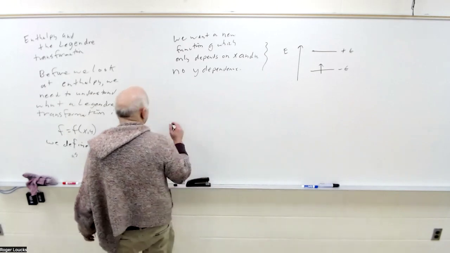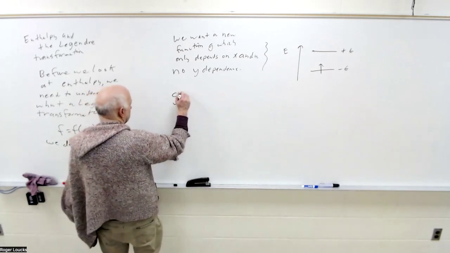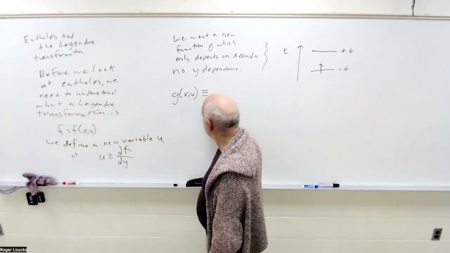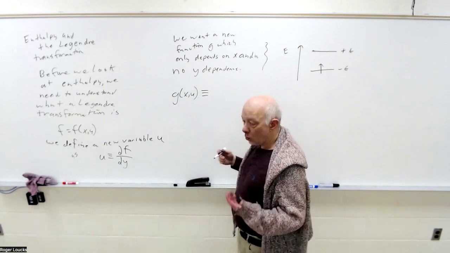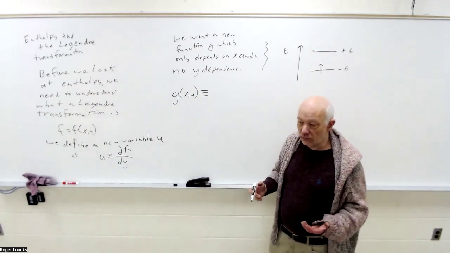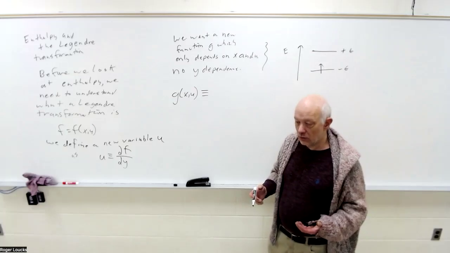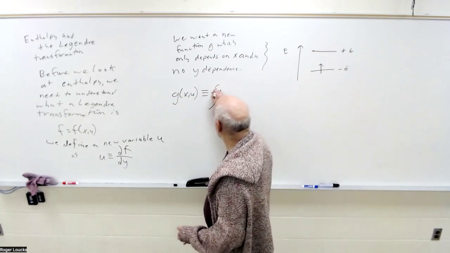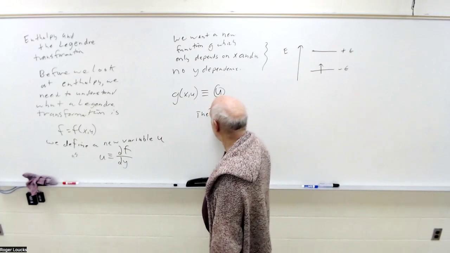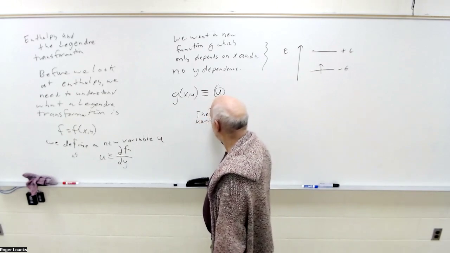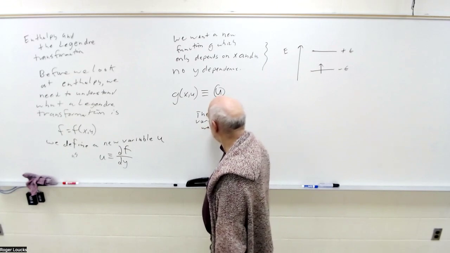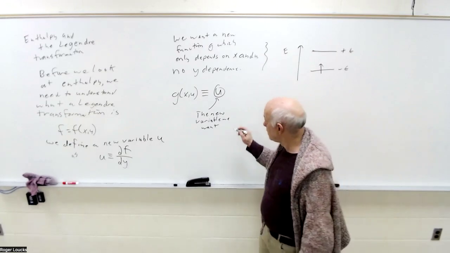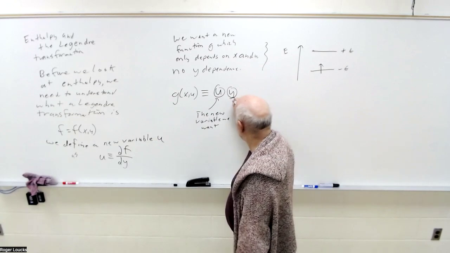So the way we're going to do this is we're going to define this function g. What you do is you take the new variable that we want, which is u. This is the new variable. And then we multiply this by the variable we want to get rid of. Which one do we want to get rid of? Y. This right here is the variable we want to remove.